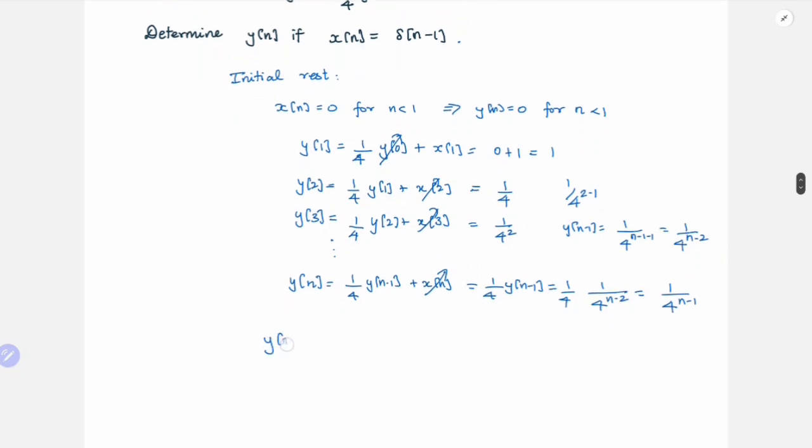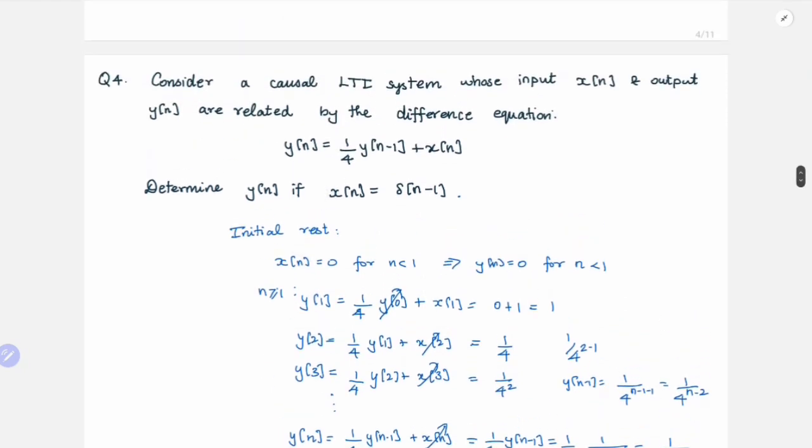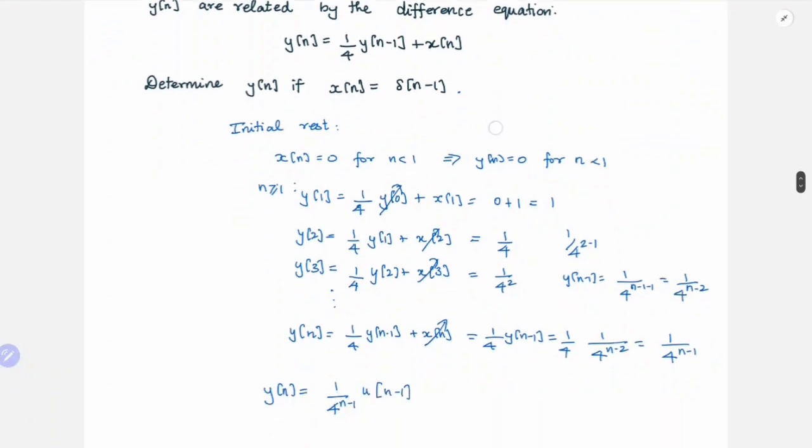So what can you write your y of n as totally? This is for n greater than or equal to 1. So it will be 1 by 4 power n minus 1 times u of n minus 1. Okay. You can just represent it with the unit step function with one right shift. So that's all for this question. Okay. So let us move on to the next question.